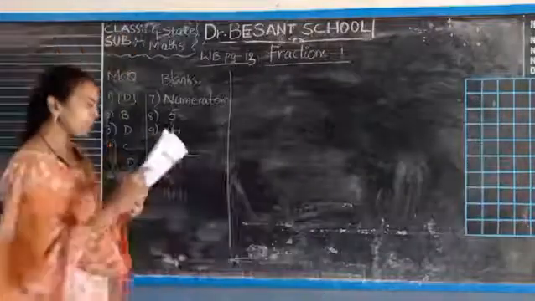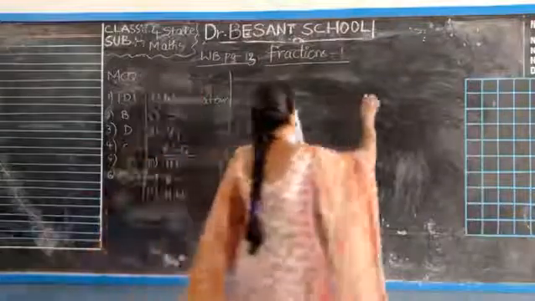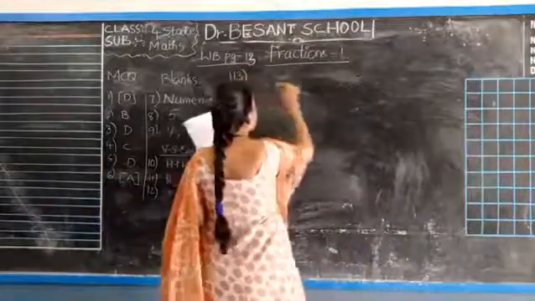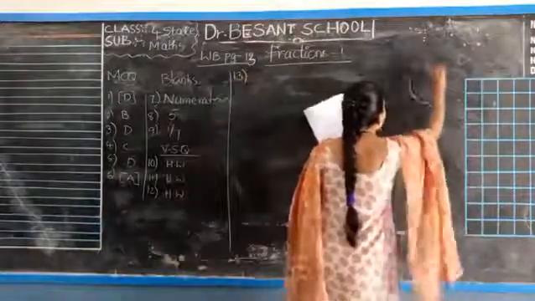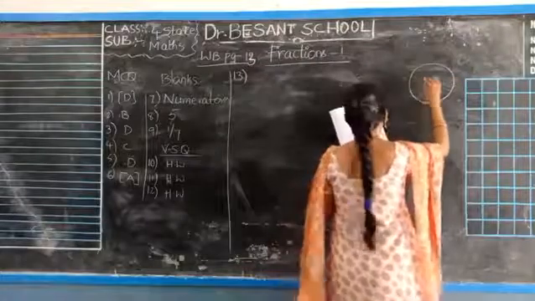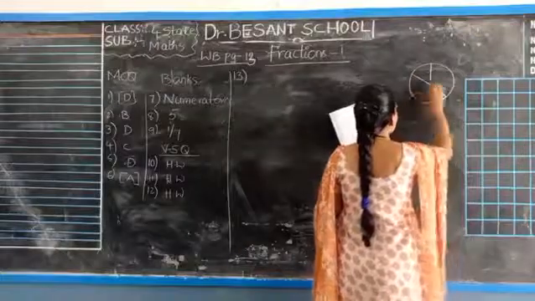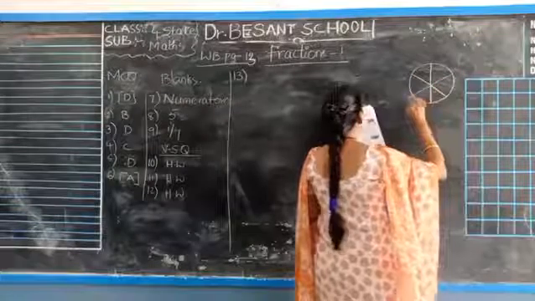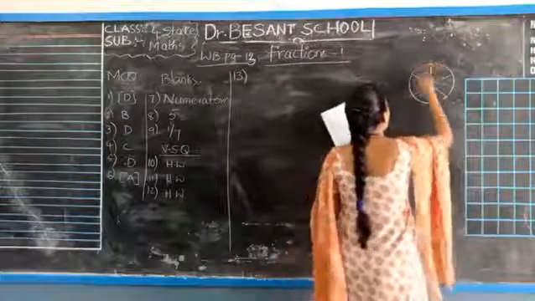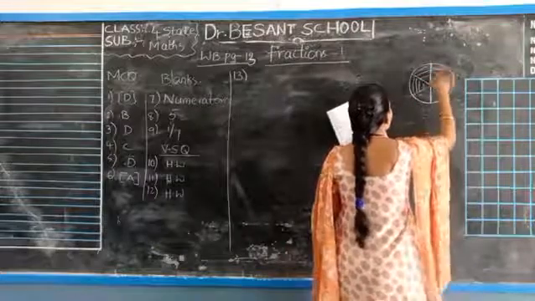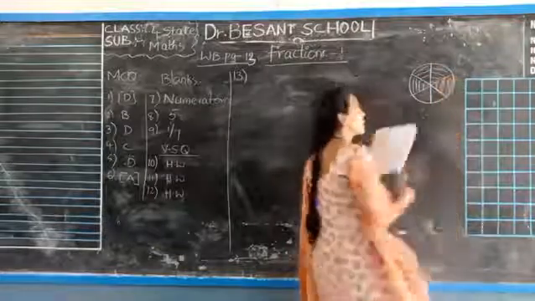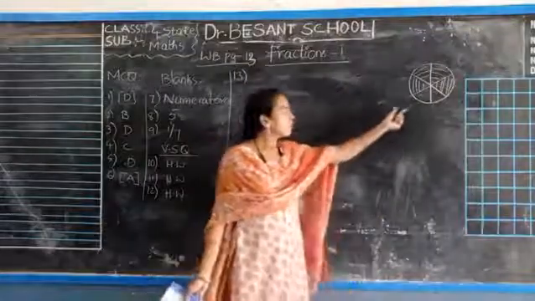So here is a picture given like this. It is divided into how many equal parts? 6 equal parts. You could see 6 parts are there. In that, how many parts are shaded? 4 parts. Out of 6, 4 parts are shaded and 2 parts are unshaded.